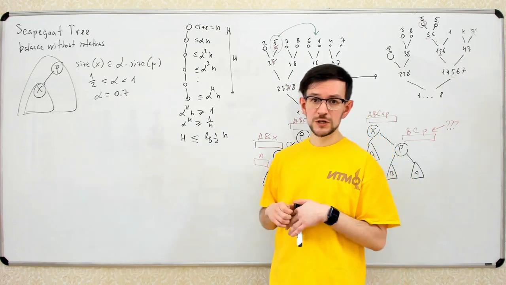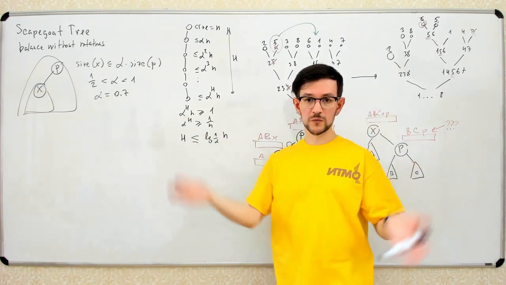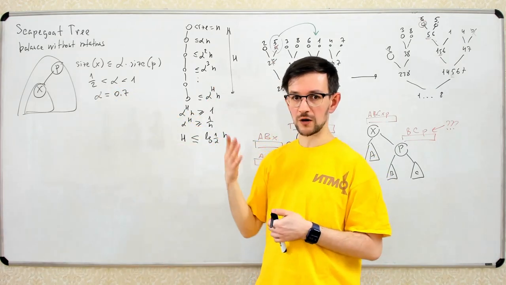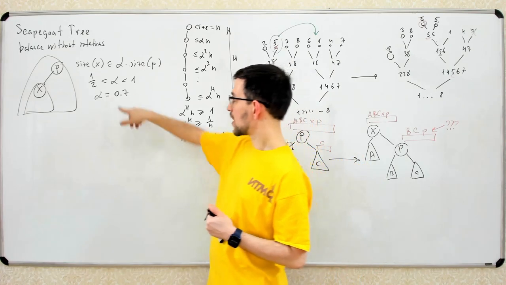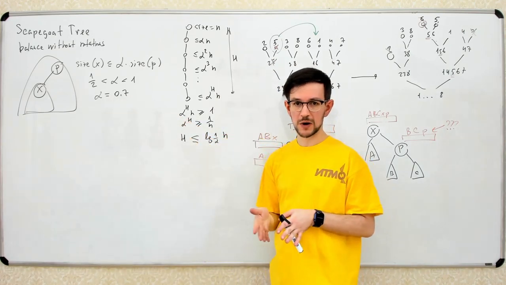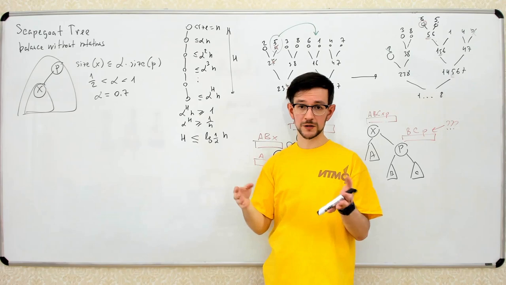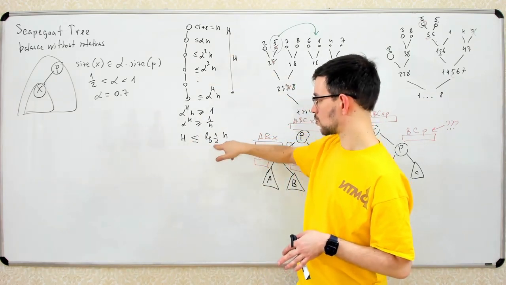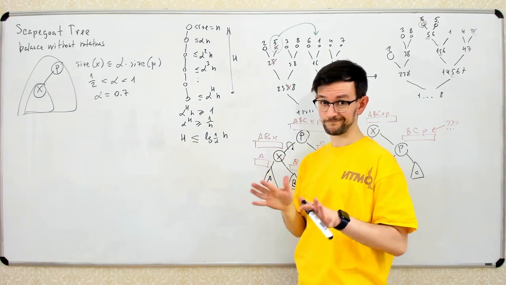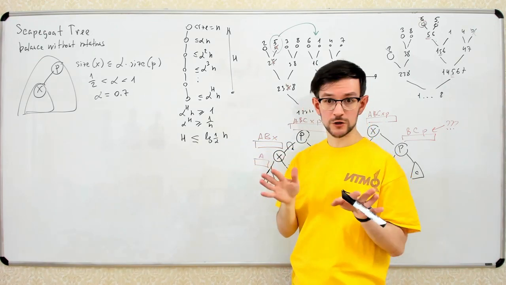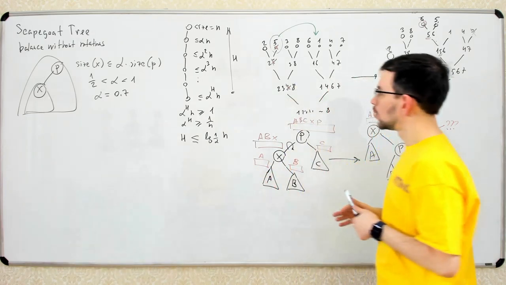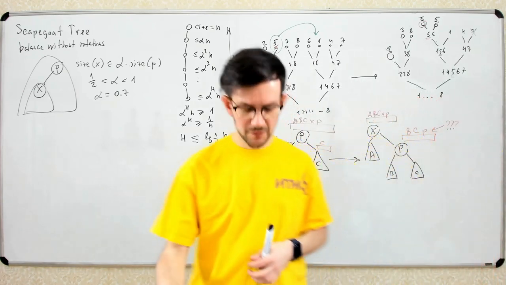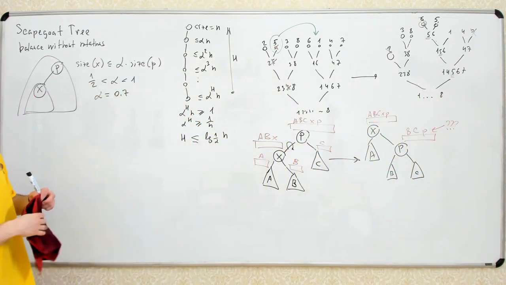The size decreases not by a half. If you have a perfect binary tree, then alpha equals 1/2. But if alpha is 0.7, it's still a balanced binary search tree. It will not be perfectly balanced, but somehow balanced. So the height of this tree will be logarithm base 1 divided by alpha. It's still a binary search tree. Okay. Now let's build some good scapegoat tree.